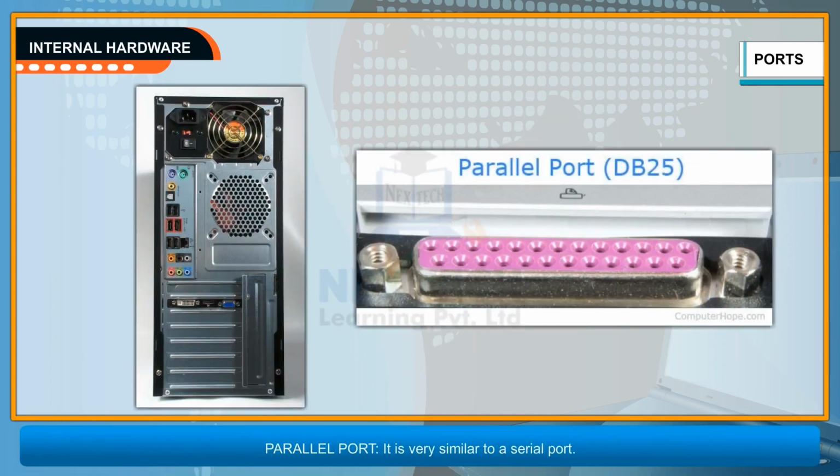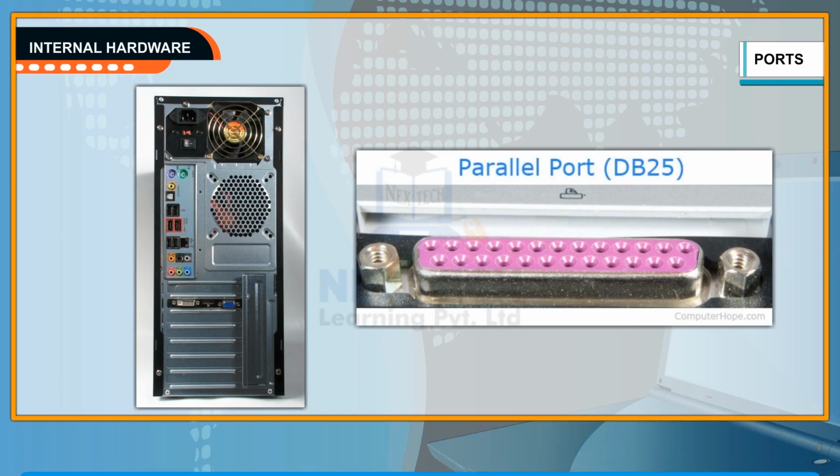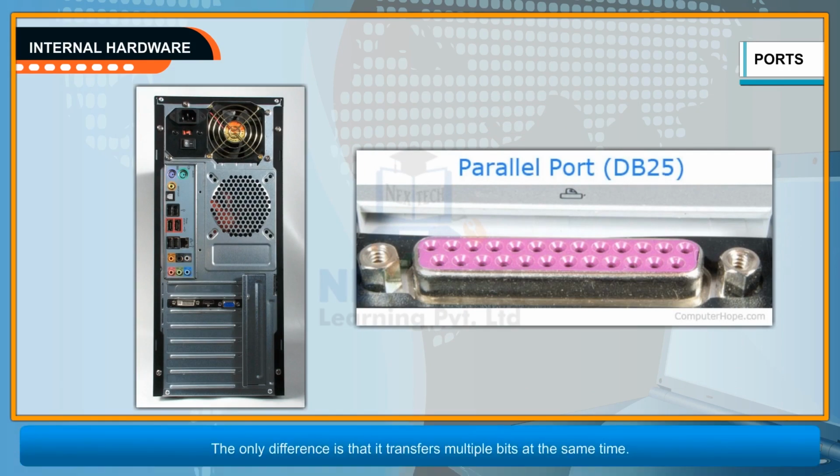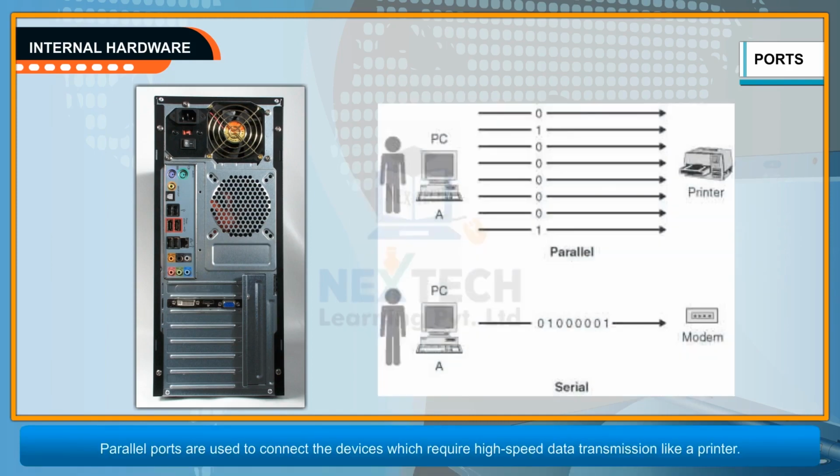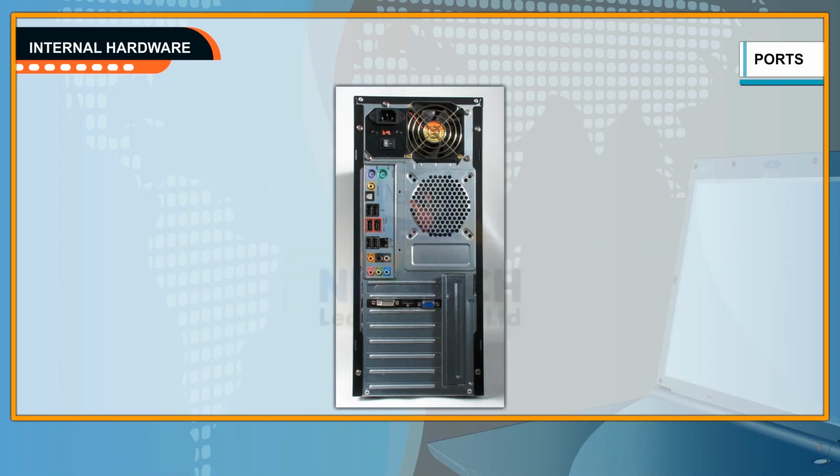Parallel port. It is very similar to a serial port. The only difference is that it transfers multiple bits at the same time. Parallel ports are used to connect the devices which require high-speed data transmission like a printer.